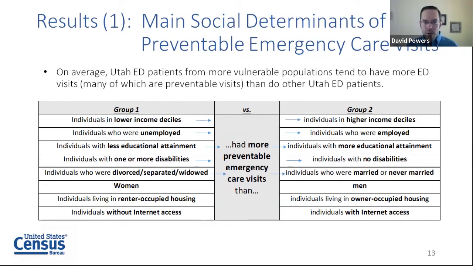Those who are divorced, separated, or widowed tend to have more preventable emergency care visits than those who are married or never married. Women tend to have more preventable care visits than men. Individuals living in rent-occupied housing tend to have more visits, as well as individuals who are lacking internet access.